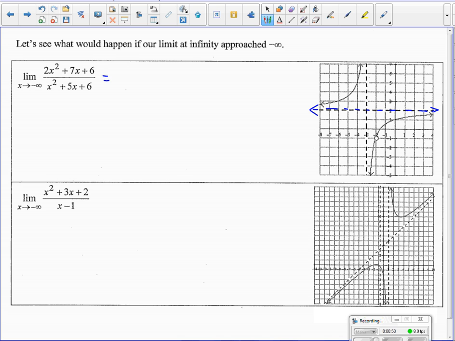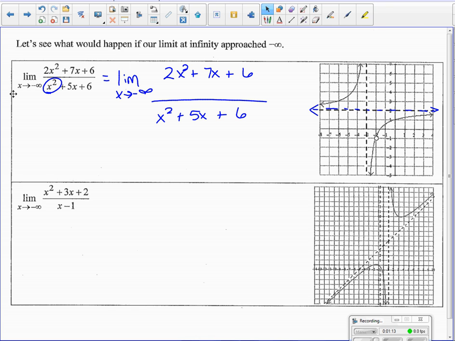But if I wanted to prove algebraically that I have an asymptote at 2, I would take that approach of dividing every term, we'll leave some space, by the highest degree in the denominator. And my highest degree in the denominator is x squared. So every term will get divided by x squared.